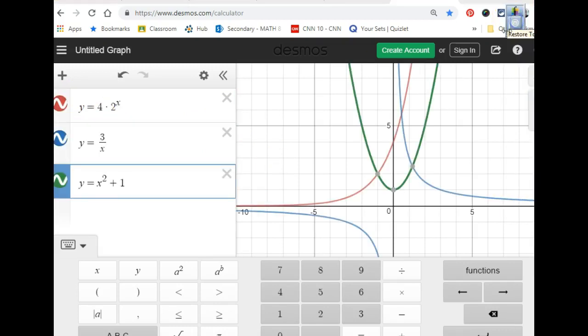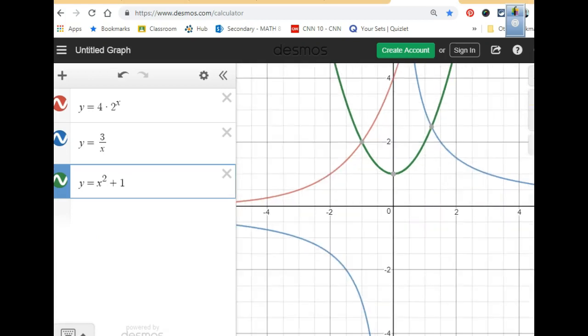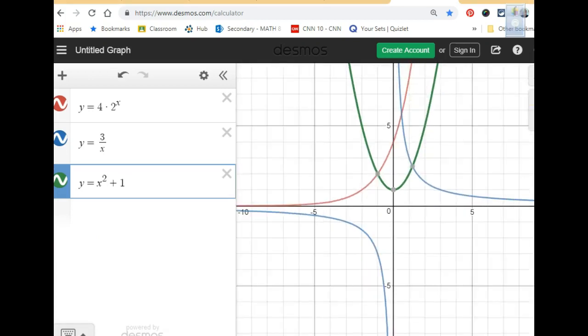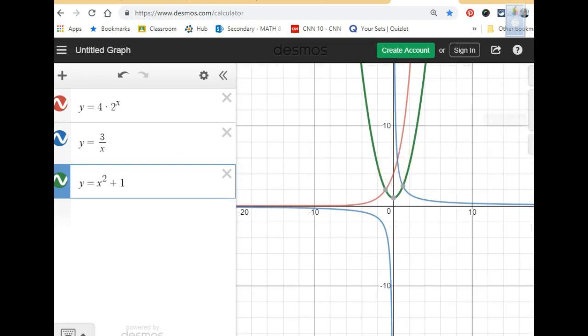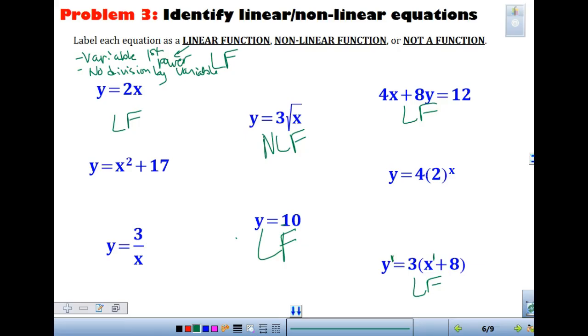You can always kind of check it and see, but anything that has an exponent or a power other than 1, and if we zoom in on our graph, or if we zoom way out, and I now change this number to 17, you're going to see that the 17 moves it up on this axis. So when we are looking at those and we're trying to decide function or not, linear or nonlinear, remember you could always check on that Desmos calculator and just put that equation.